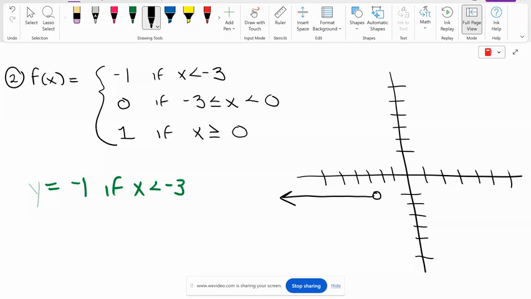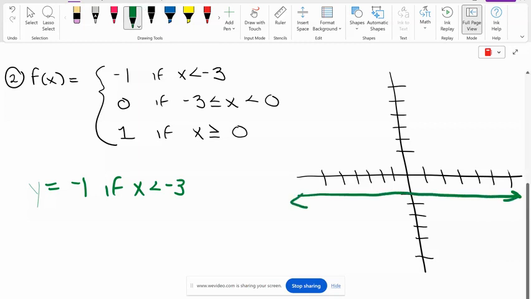How did you determine where the line starts? By the domain. So the whole line that we were sketching was y equals -1, which if it wasn't restricted, would have been this, right? But they are restricting it because they're saying only if x is less than -3. So where is x -3? Right over here. So we only want the left part of that line.